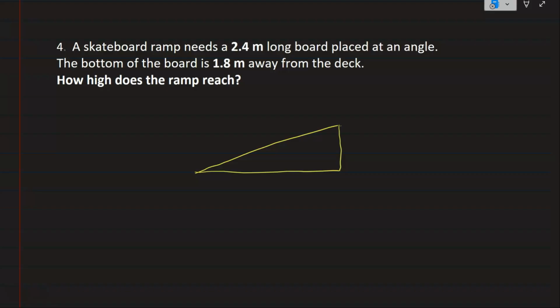It says the skateboard ramp needs a 2.4-meter long board. So this has got to be your 2.4 meters long board, right? And it has to be on an angle. We don't know what this angle is, but who cares? And then it says the bottom of the board is 1.8 meters away from the deck. So if this is the main part of the deck, this is 1.8 meters away. So the question is, how high does the ramp reach? We want to know what this is.